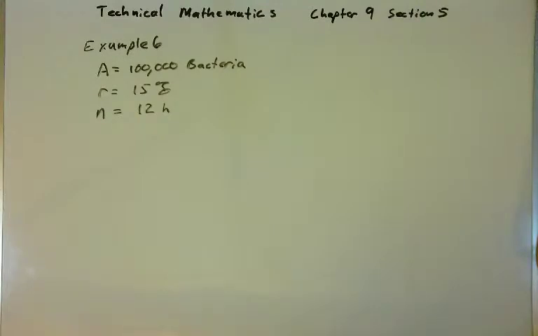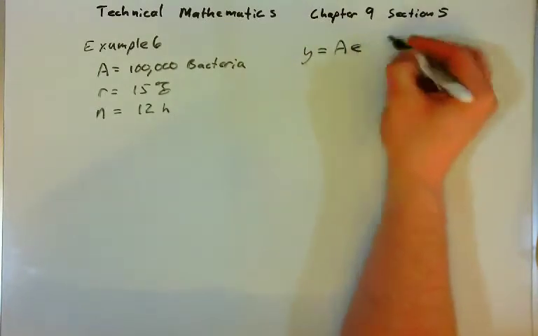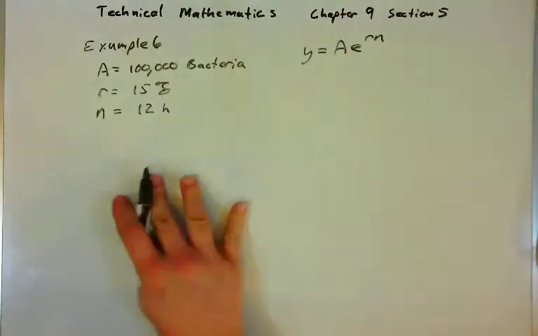This is example 6. It says a culture contains 100,000 bacteria. It grows at a rate of 15% per hour. How many bacteria will there be in 12 hours? And so, again, the bacteria are dividing all the time, and every time they divide, there are more that are now available to divide again. So they're growing continuously. And so we want to make sure that we use the continuous growth formula, y equals a times e to the rt power.